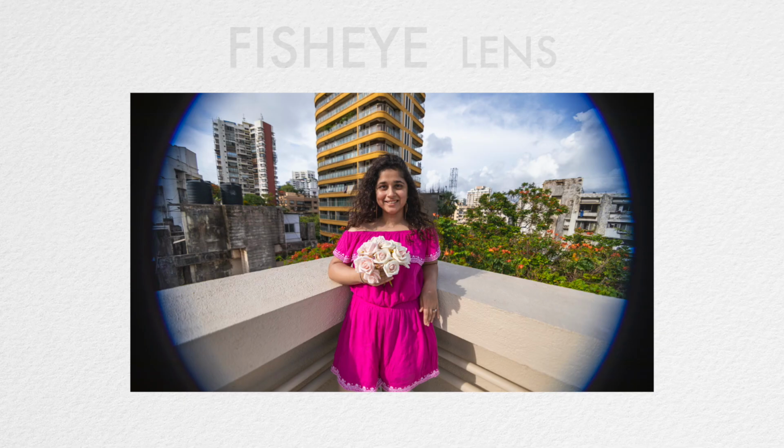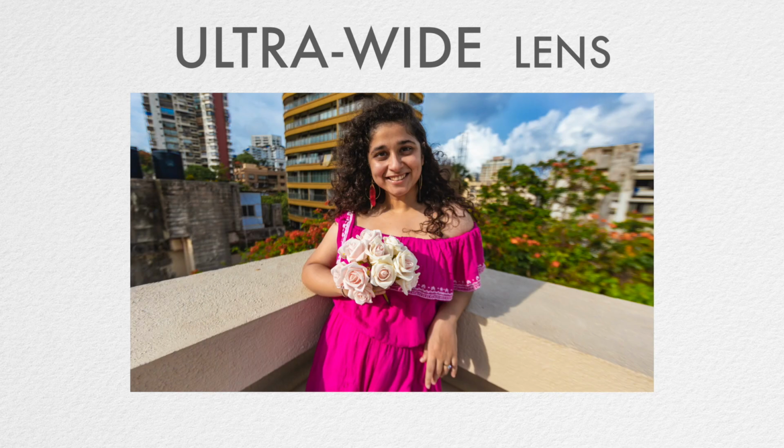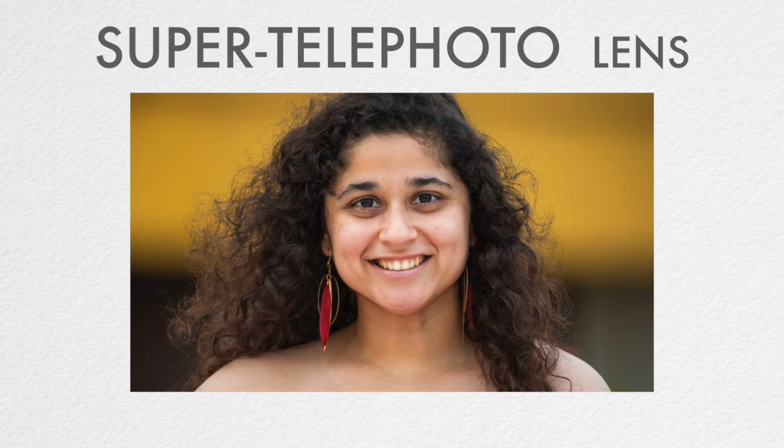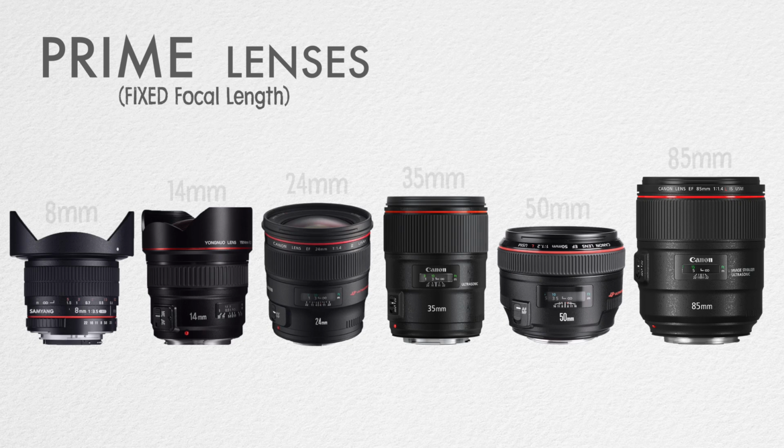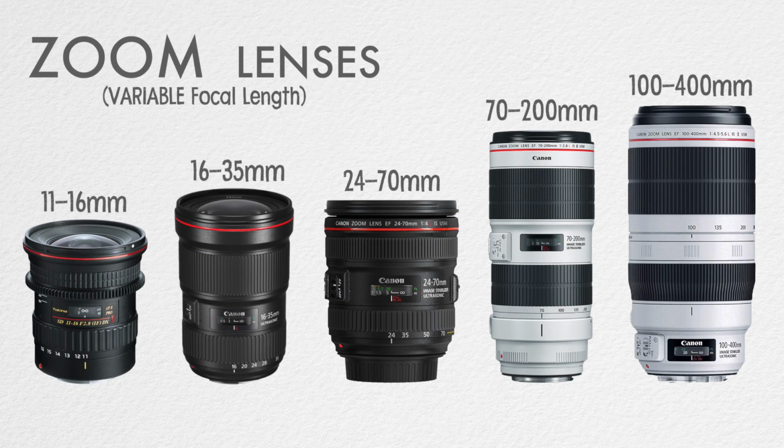In this video, we'll explore the kinds of focal lengths that range from fisheye and ultra wide all the way to the super telephoto. We'll look at lenses that have fixed focal lengths, aka prime lenses, and those that have variable focal lengths, aka zoom lenses.